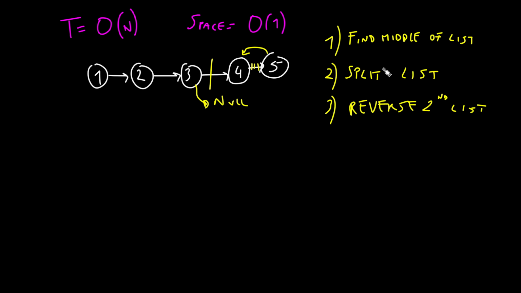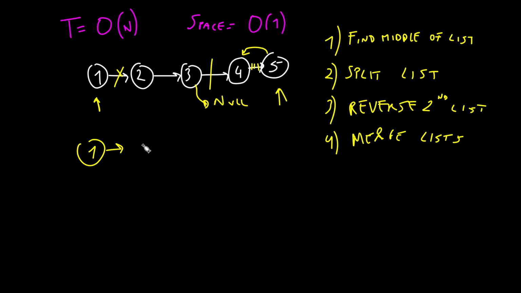So once we have reversed our second list, we reach our last step, which is we merge our lists. How can we merge the list? We're going to start with the head of our first list, which is going to be our output. Now we want this node.next to be equal to 5 and not equal to 2. So this link is going to break and 1 is now going to point to 5. And now we want to break this link and we want to have 5 point at 2.